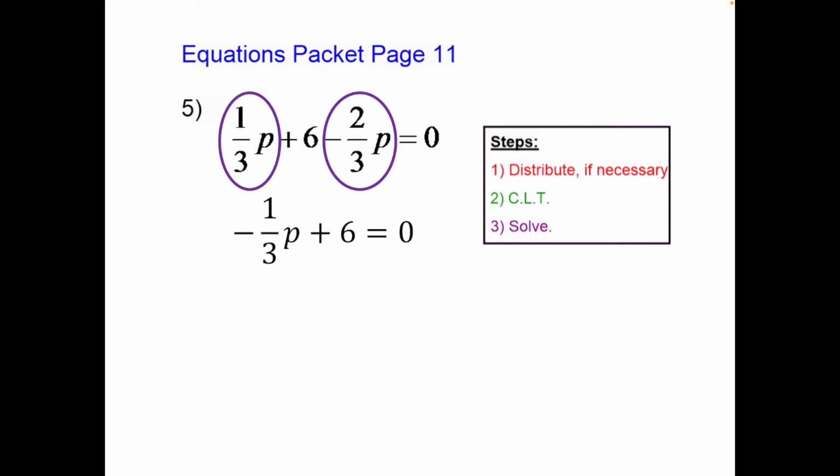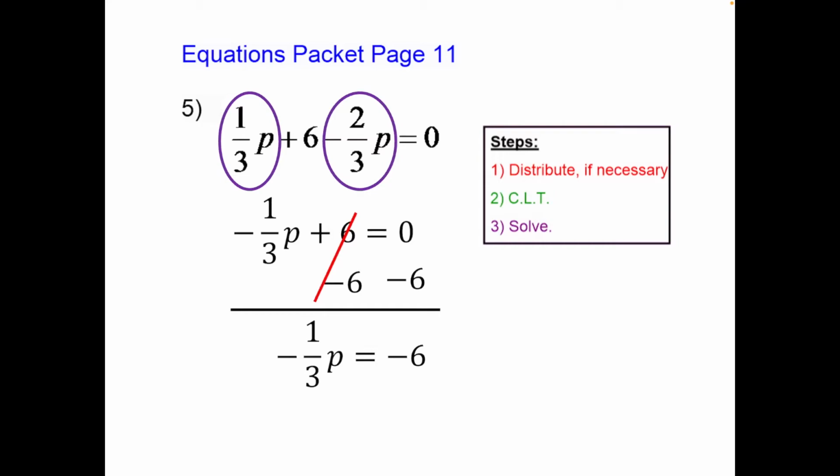We bring down everything else in the equation, so we have negative 1/3 p plus 6 equals 0. Then to solve this, we start by undoing addition and subtraction. 6 is being added. The opposite will be to subtract 6 on both sides, so that positive 6 cancels. We're left with negative 1/3 p equals 0 minus 6, which equals negative 6.